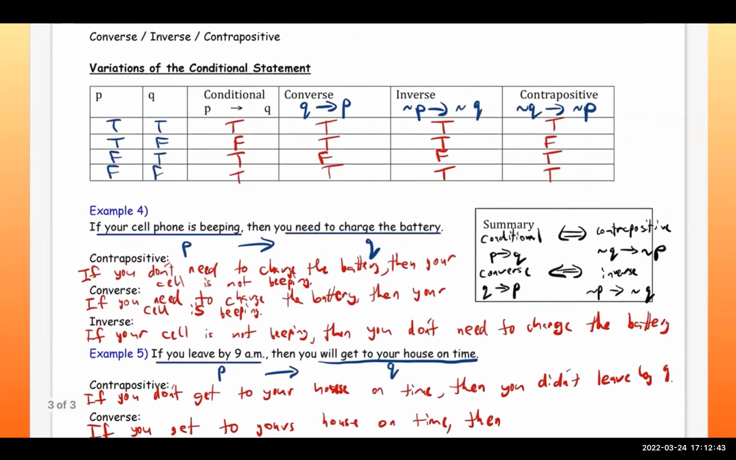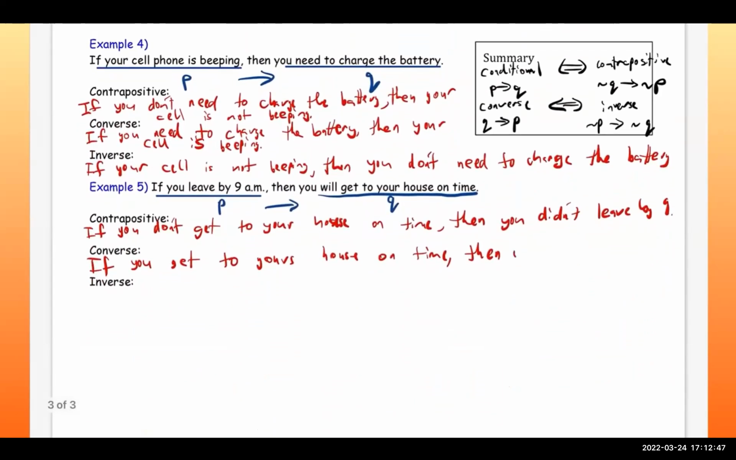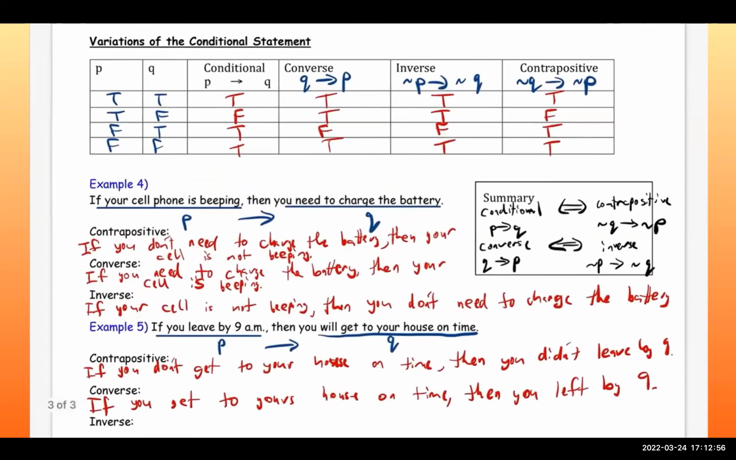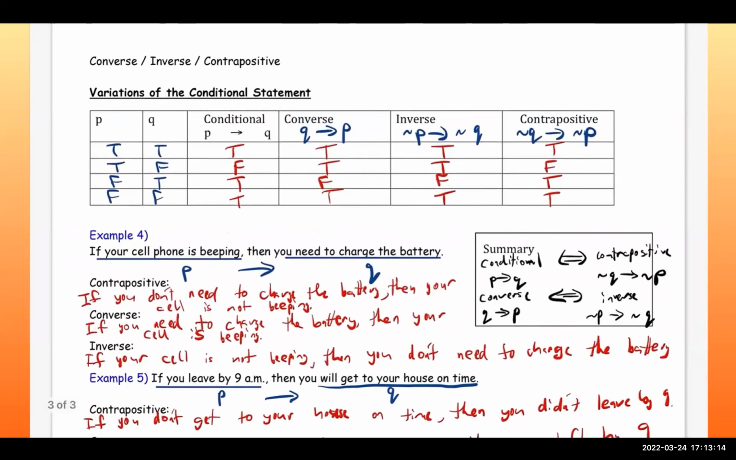Okay, and then finally the inverse says, if not P, then not Q. If not P, if you don't leave by 9, then not Q. Then you will not get to your house on time.